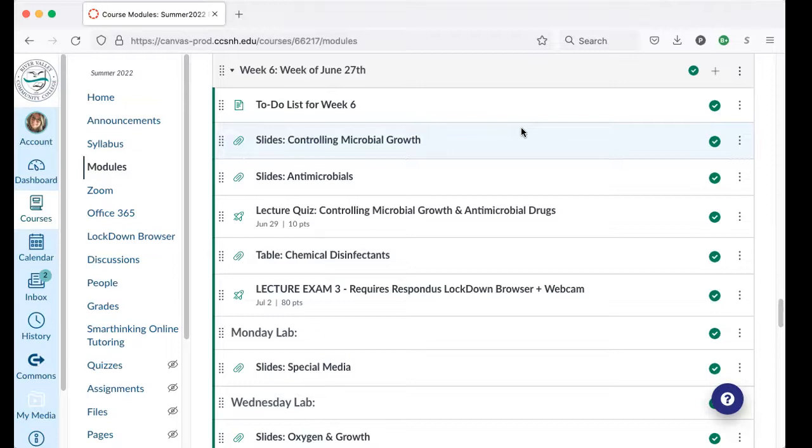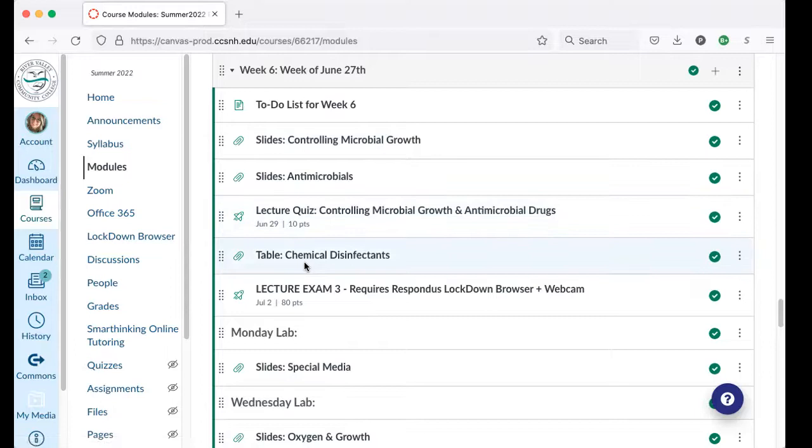And then the other way we control the growth of microbes is with drugs. We use antimicrobial drugs to help control infections, particularly bacterial infections, viral infections, and fungal infections, depending on the drug. So it's all sort of grouped together this week for us. You have 1 quiz to finish on that big topic.